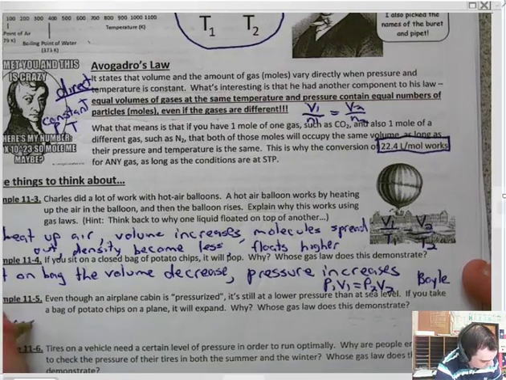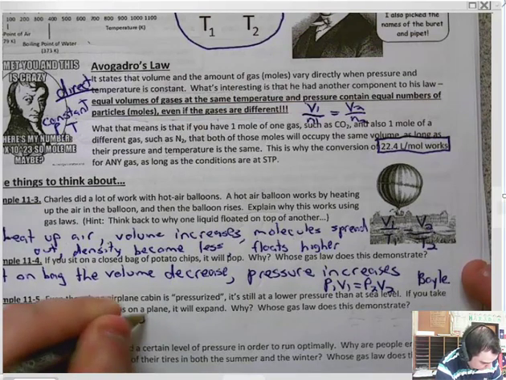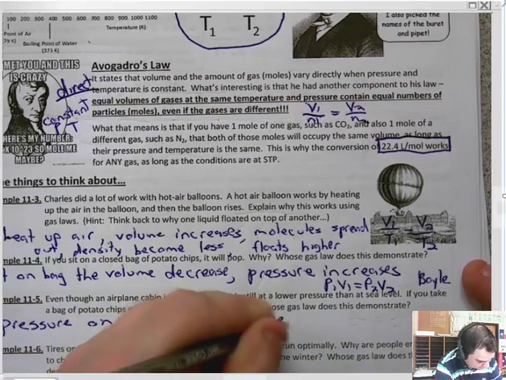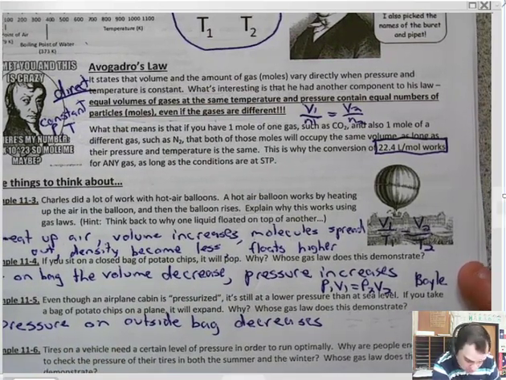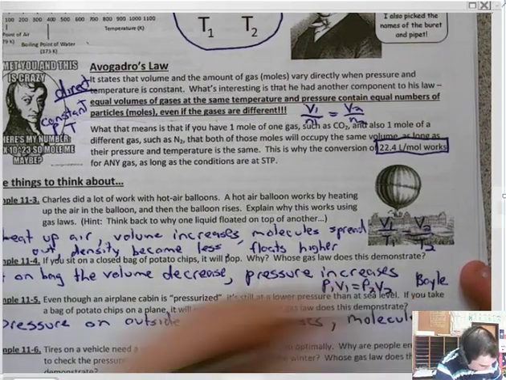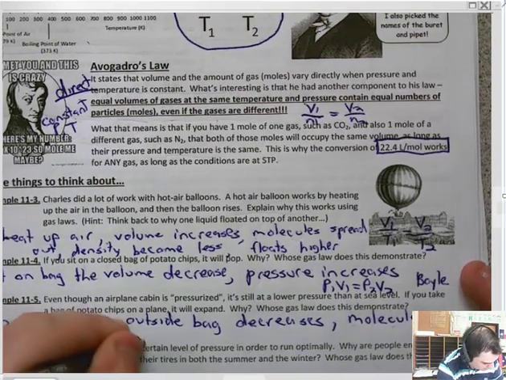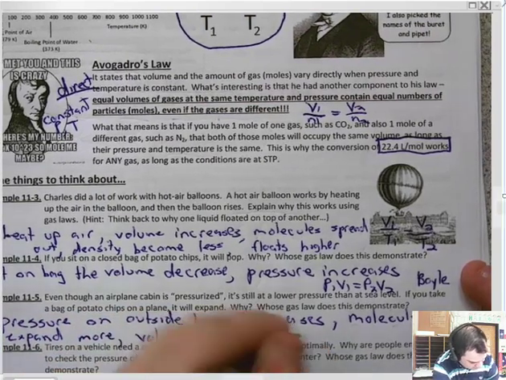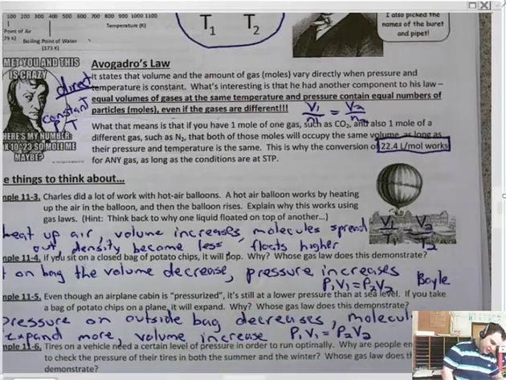So the pressure on the outside of the bag decreases. Molecules expand more, meaning volume increases. So this is also Boyle's law because P1 V1 equals P2 V2. Here again, temperature's not changing, so it has to be Boyle's law.